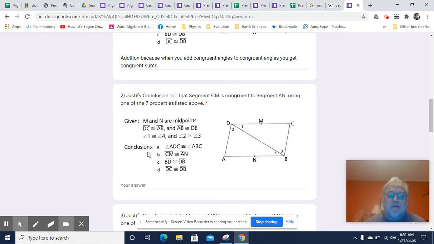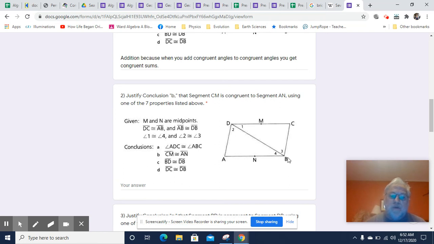All right, let's look at conclusion B. Segment CM is congruent to segment AN. Well, we know that M and N are midpoints, which means that we know that DM and MC are congruent. We then know also that AN and NB are congruent. We also know that DC is congruent to AB.